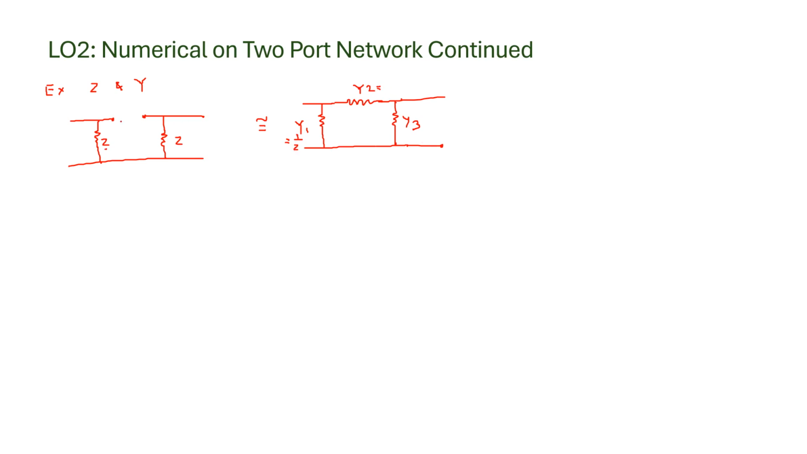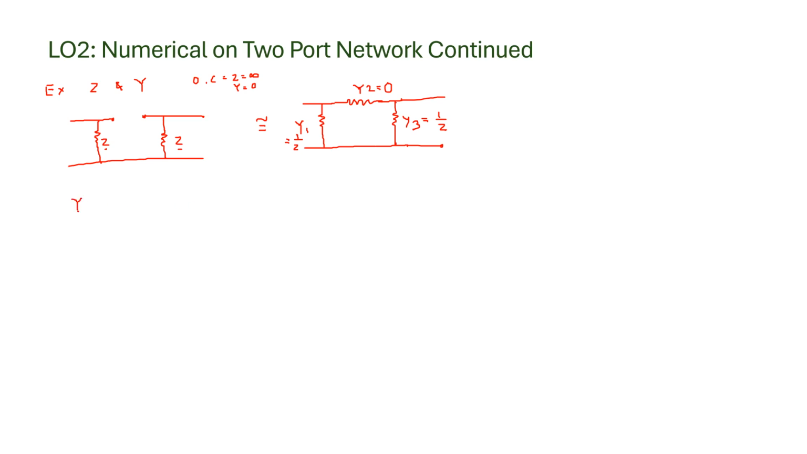Y2 value, you can see here it is open circuit. When it is open circuit, we know that the impedance is infinity. So what is admittance? Admittance will be 0, because 1 by infinity is 0. And for y3, here we are given z impedance, so admittance will be 1 by z.